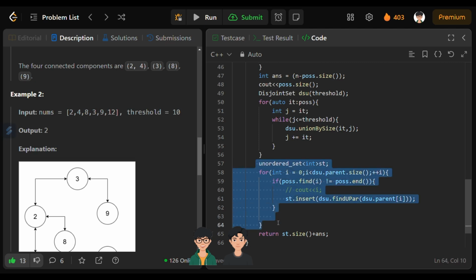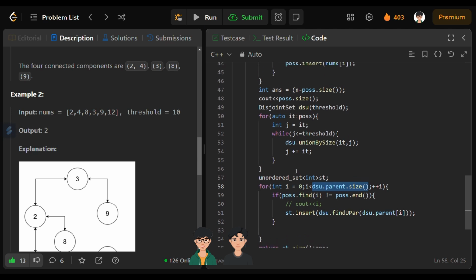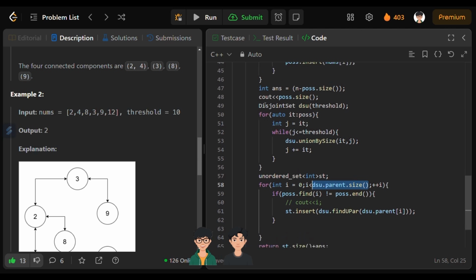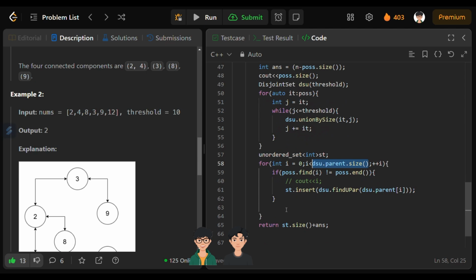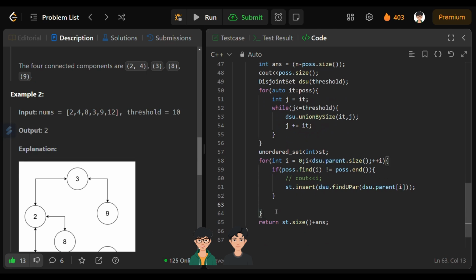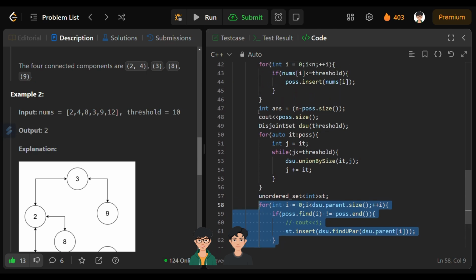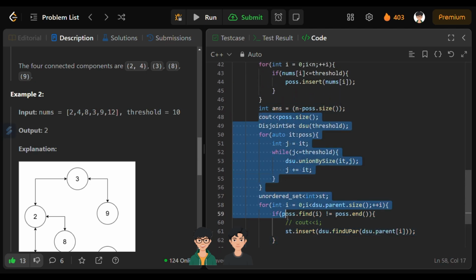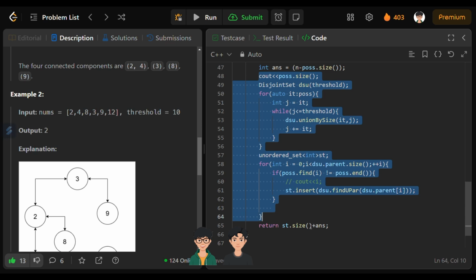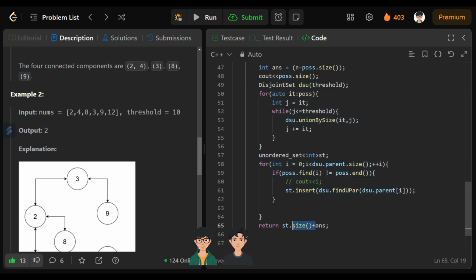DSU dot find u parent is this function which basically helps us to find the ultimate parent, means you can say the leader of that component. I have used a set because I want distinct leaders, and the number of distinct leaders means the number of distinct components. In this way you can calculate, or you can also use the DFS approach. So basically, this code is creating the graph and also counting, st dot size is giving the number of connected components.